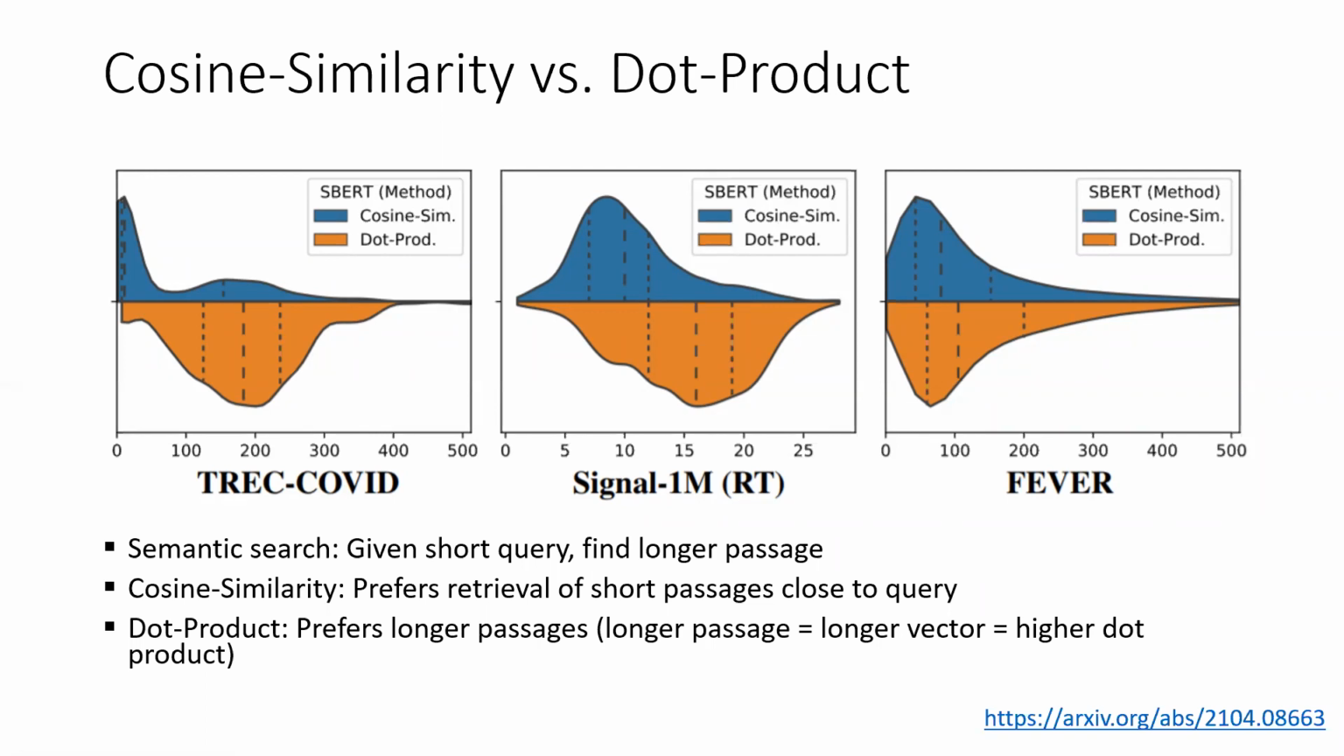So the explanation for this is that for cosine-similarity, the length of the vectors is always the same. It's always 1. So it does not matter if you encode a short text or a long text with a cosine-similarity model, the length is always 1. For dot product, however, the model can encode length information in the vector. So a longer passage, a longer document can lead to a longer vector, which then can result in a higher dot product.